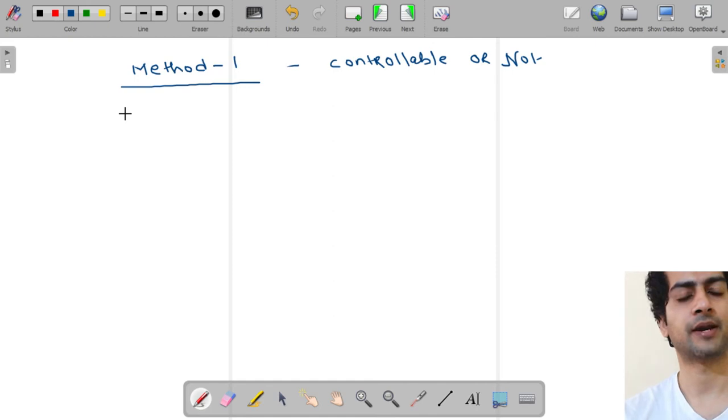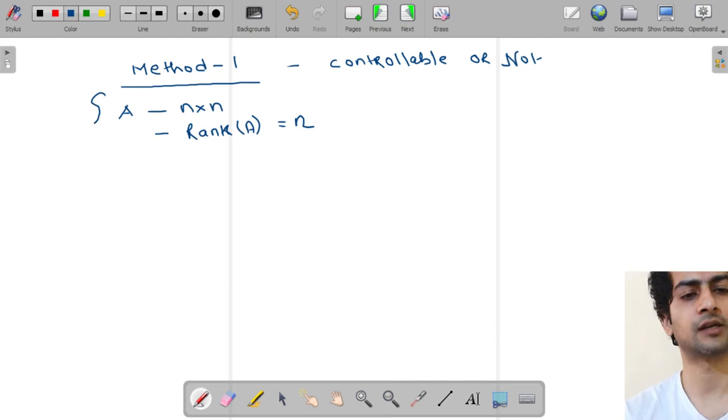Suppose we have a matrix A of order n cross n. Then what will be the rank of A? The rank of A will be equal to n. I hope this is clear. We have a matrix of order n cross n, so its rank will be n.